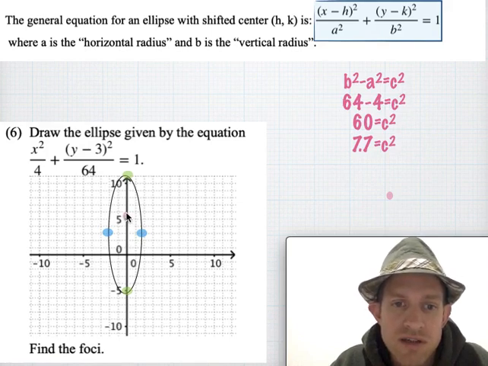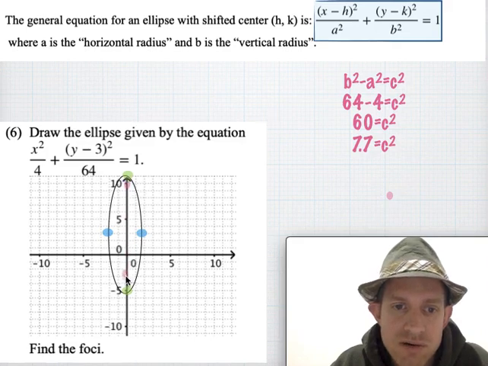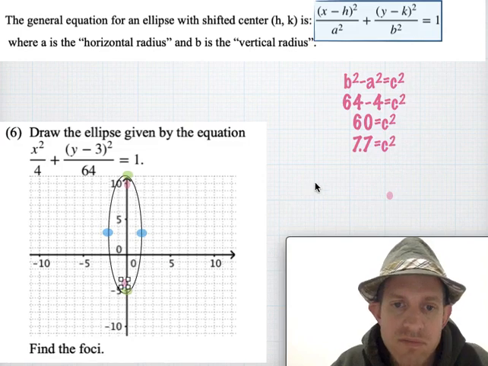Let's see. Up 7.7 would put us here, and down puts us at about here.